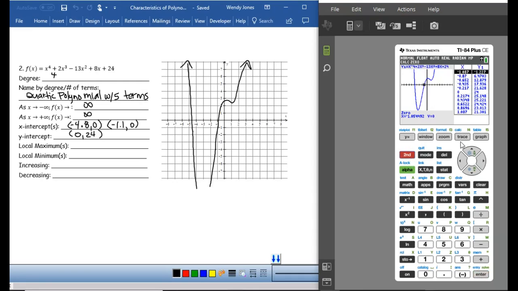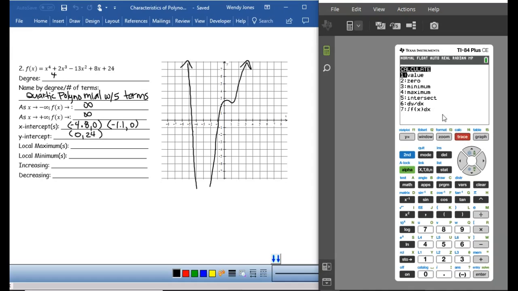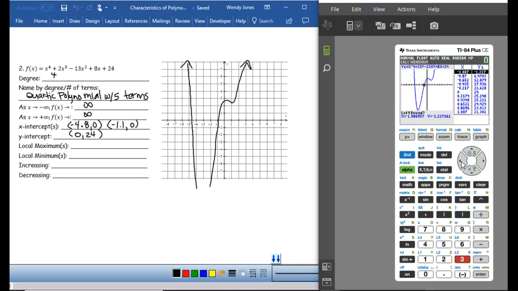Go to second calculate or second trace, and we're going to choose minimum, number 3. It tells us to go to the left of that point. Once you're on the left, go ahead and hit enter. Now it says go to the right. Hit enter. And it says guess, so we'll hit enter one more time. This minimum is located at negative 3.5, comma, negative 99.0.